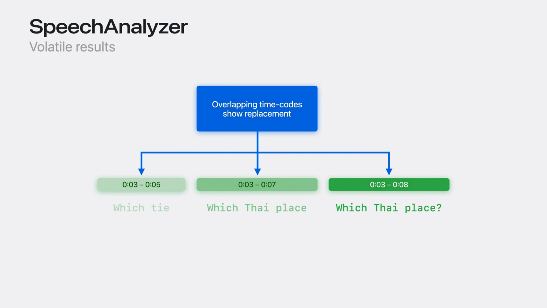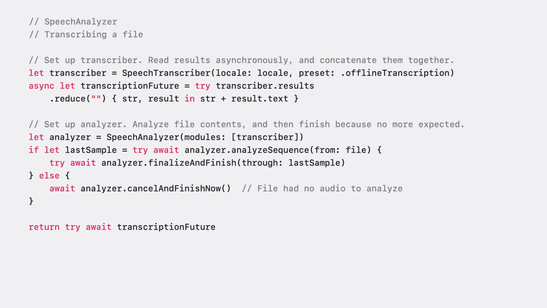Note how the timecodes show that later improved results replace earlier results. This only happens when you enable volatile results. Normally, the transcriber only delivers finalized results, and none of them replace earlier results. You can build a transcription feature in just one function if all you need to do is read the file and return the transcription. That's a job that doesn't need volatile result handling or much concurrency.